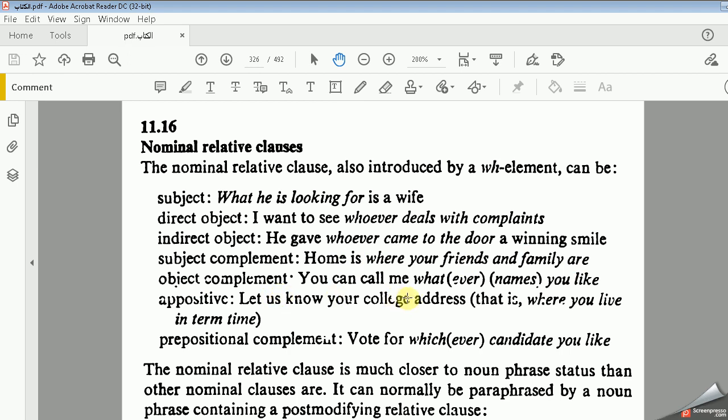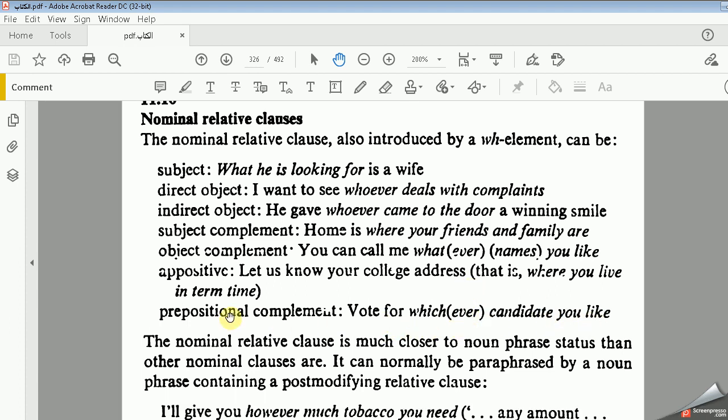Object complement: you can call me what or whatever names you like, or you can call me what you like, or what names you like. So this is a complement for the object. An appositive, as we said, is a structure or a clause that can be removed without affecting the sentence semantically or syntactically. Let us know your college name, that is where you live in time. Prepositional complement: vote for which candidate you like, or vote for whichever candidate you like.